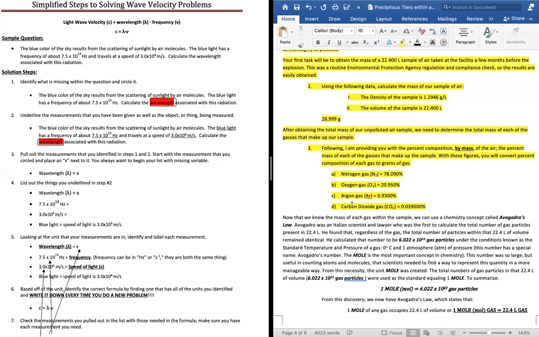Now, this is ideal. Obviously, especially in the city, we're also breathing in other pollutants. So there's other stuff that's also in the air you breathe in. But if we had just a pure air sample, this would be the mix of gases that we'd be breathing in. So we're going to go ahead and follow our math steps here. Step 1, identify what's missing within the question and circle it. So this is what people are telling me they can't do.